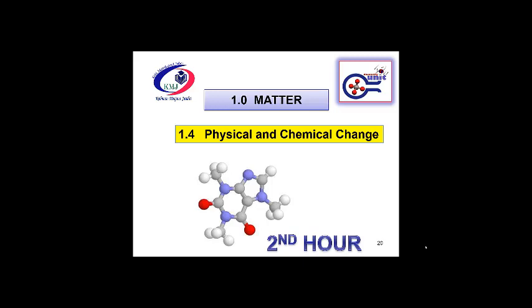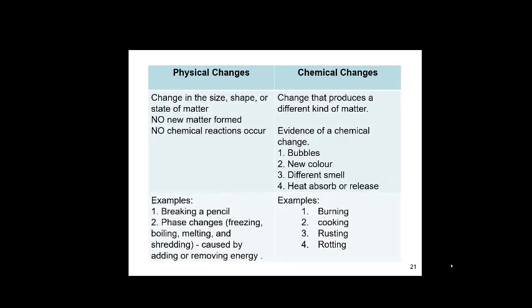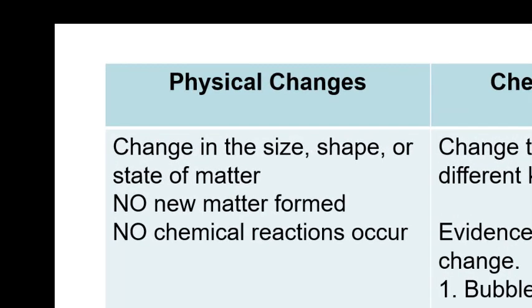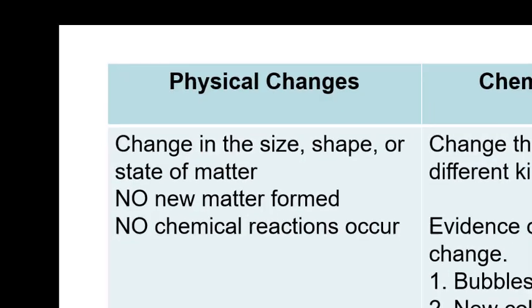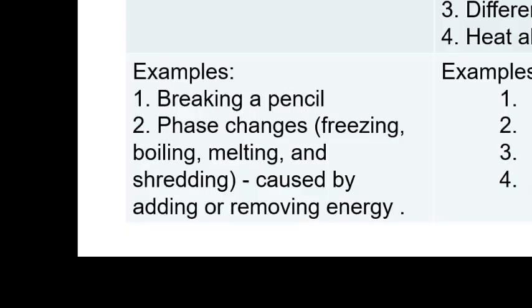Moving on to the next subtopic, which is physical and chemical change. Physical change is a change in size, shape, or state of matter. No new matter or product forms, and no chemical reaction occurs. For example, breaking a pencil. Phase changes such as freezing, boiling, and melting.